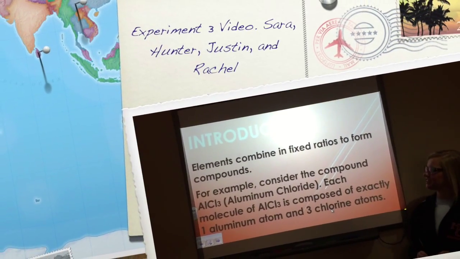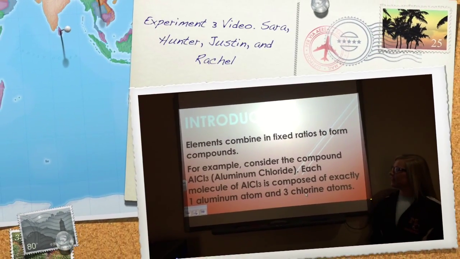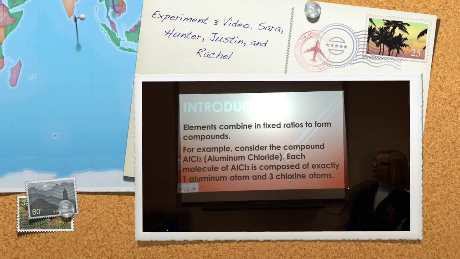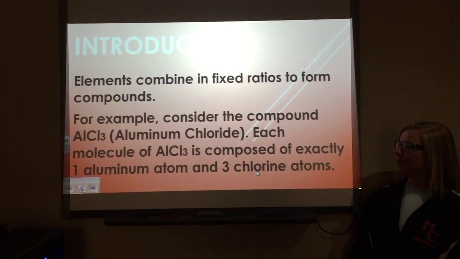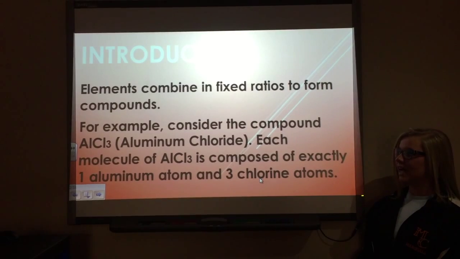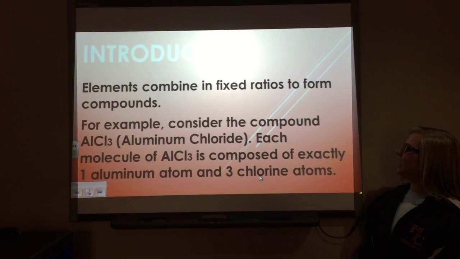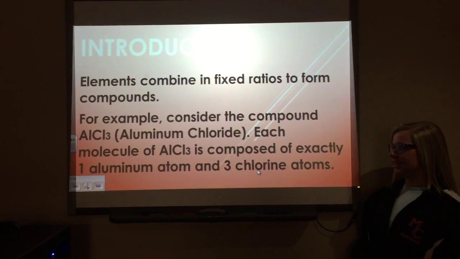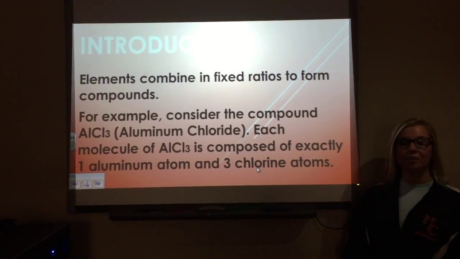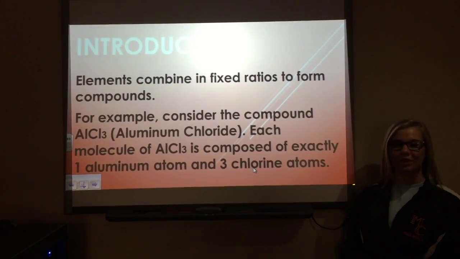Okay, for the introduction, elements combine in fixed ratios to form compounds. For example, consider the compound aluminum chloride, which is AlCl3. Each molecule of AlCl3 is composed of exactly 1 aluminum atom and 3 chlorine atoms.